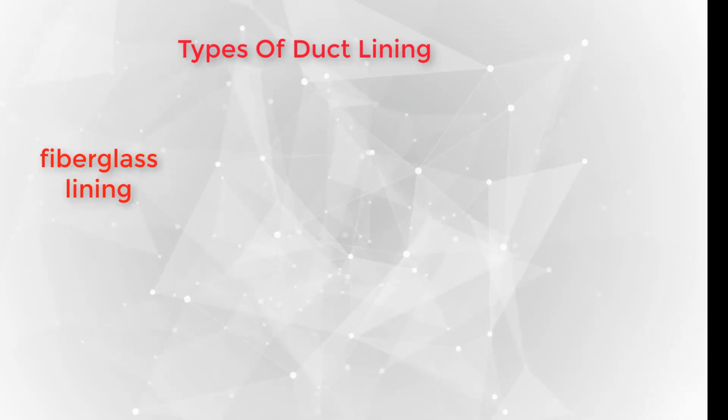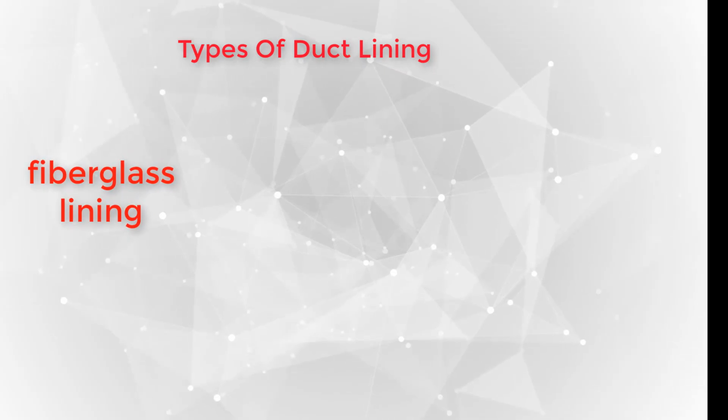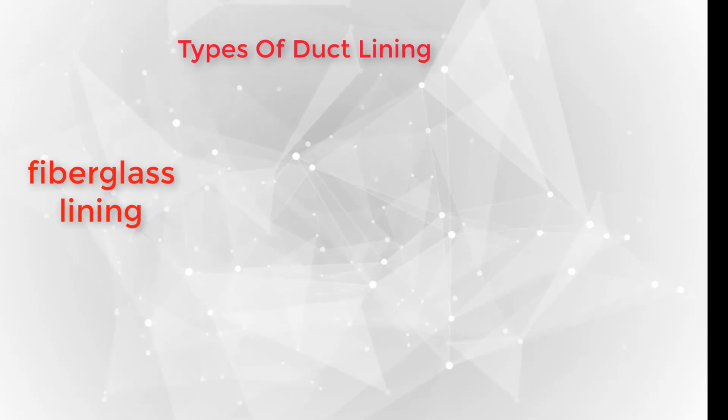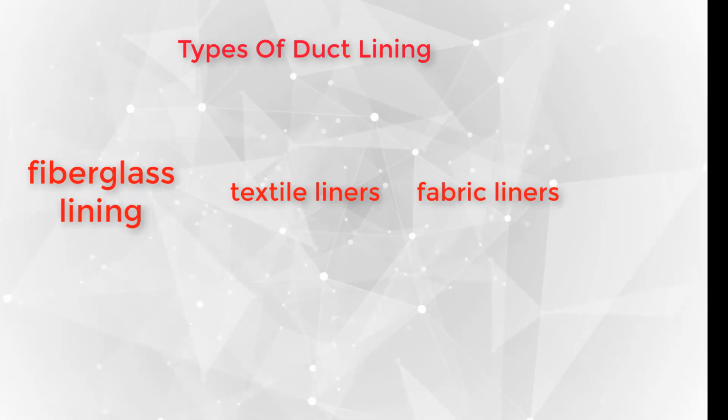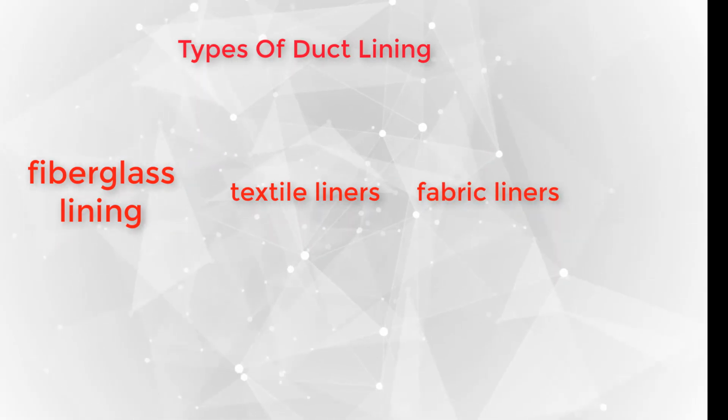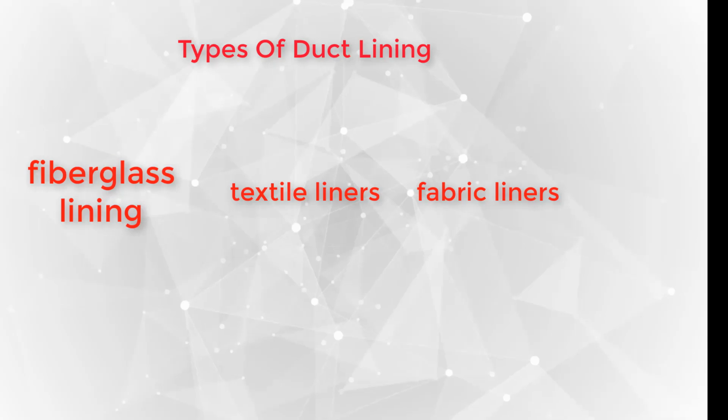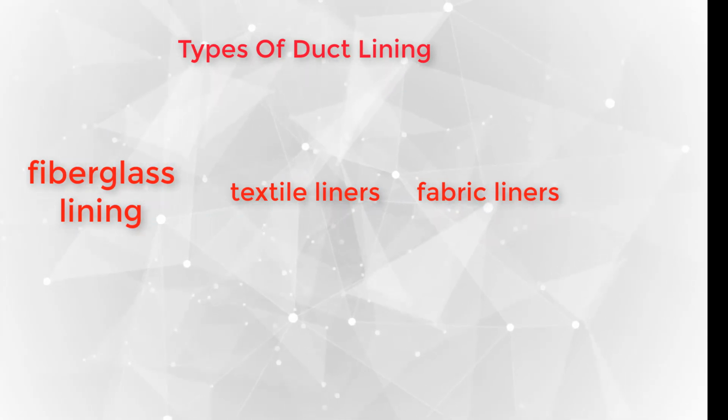There are different lining materials available. The most common material that we use in lining is fiberglass lining, but you can also use textile liners, fabric liners, or other types of acoustic board. So it depends on our project specification.